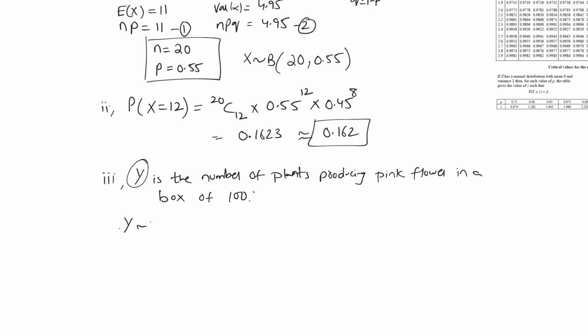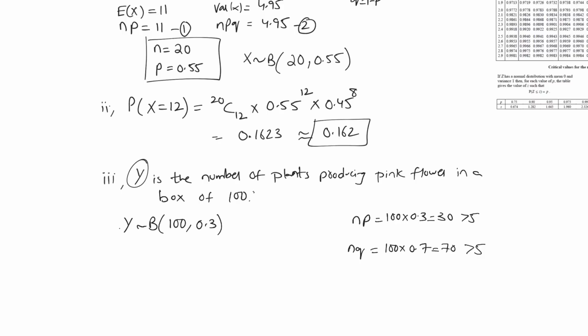So this time Y will follow a binomial distribution. We have 100 plants in a box, and the probability of getting a pink flower is 0.3, which is given to you. Now since we need to use a normal approximation, we need to check its validity: is np greater than 5 and nq greater than 5? So np is 100 times 0.3, which is 30, greater than 5, and nq is 100 times 0.7, which is 70, also greater than 5. So we can go for normal approximation.